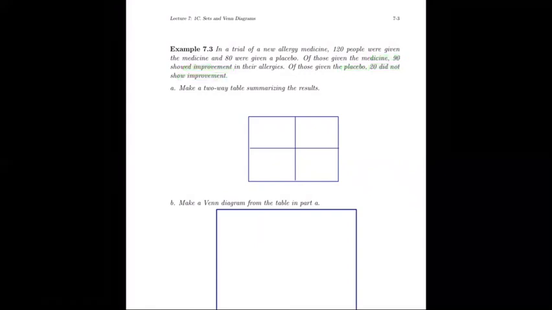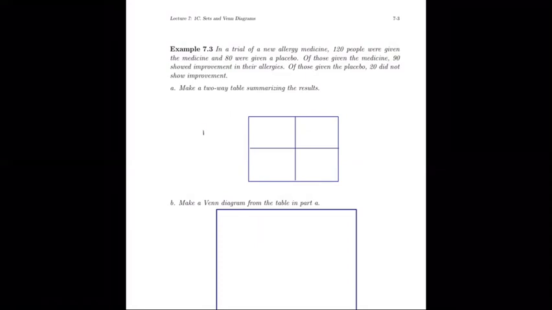The first thing they ask us to do is make a two-way table. Well, this is a two-way table. Now, we need to pick one column to be medicine or placebo. The other row here could be improved or did not improve. So it doesn't matter which one we choose, but we'll say this one can be the medicine, and this one can be the placebo.